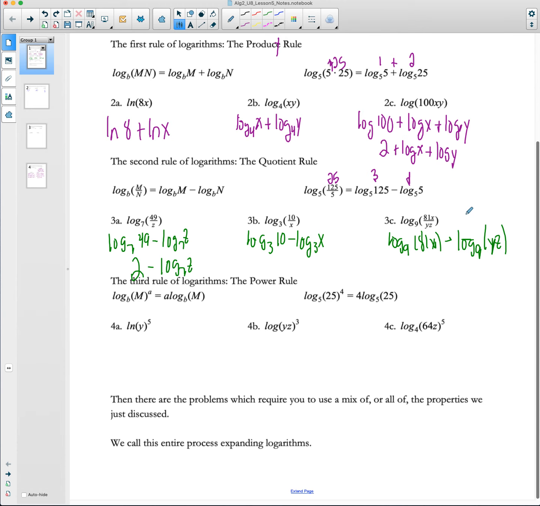And now this gets into what we were just saying. Once I've used one rule, I want to look at what's left and what simplification I can do. What we see now is, when I look at this piece, I have a product. So I have 81 times x.